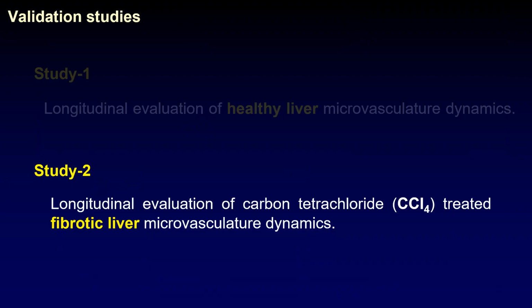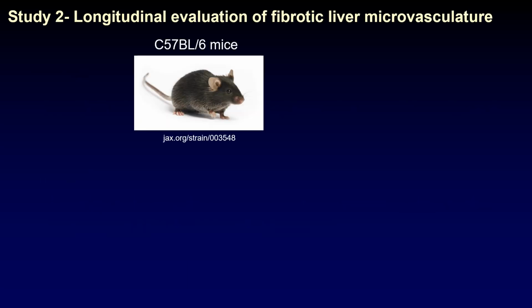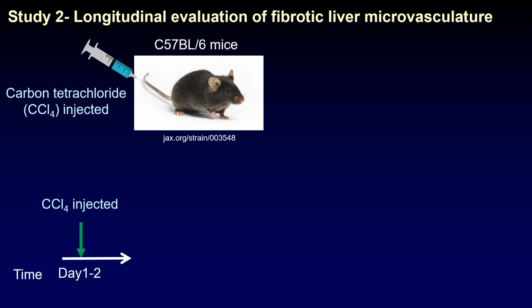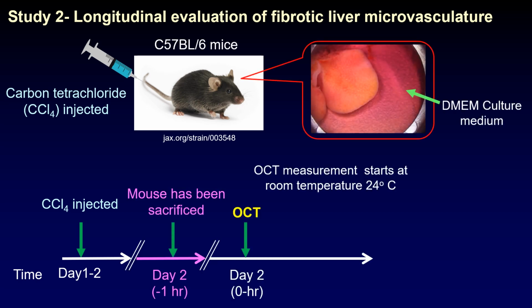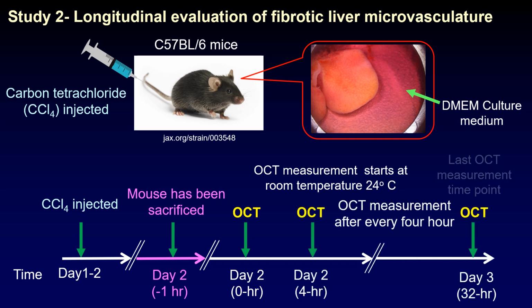Let me now show you our second study on fibrotic liver. For this mouse model, acute liver injury was induced by intraperitoneal injection of CCl4 for 2 continuous days. After that, the mouse was sacrificed to extract the liver, and then after 1 hour OCT measurement started, and we measured every 4 hours continuously until 32 hours.